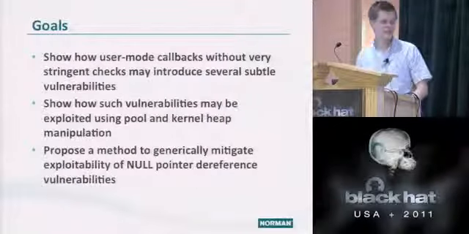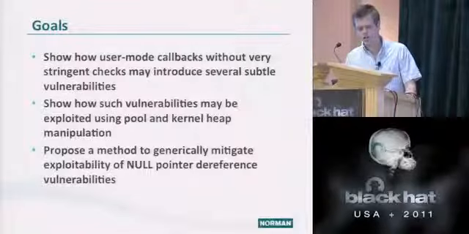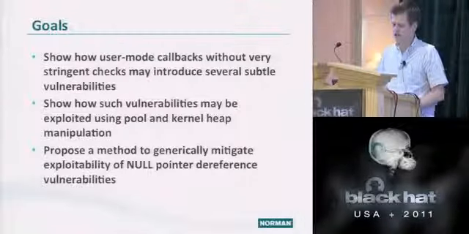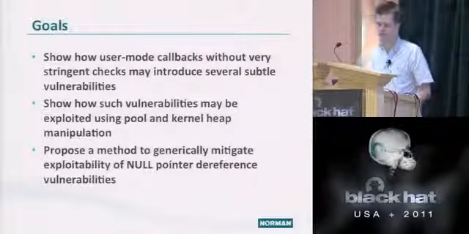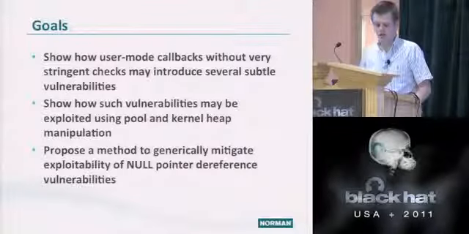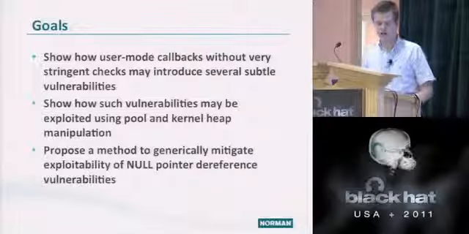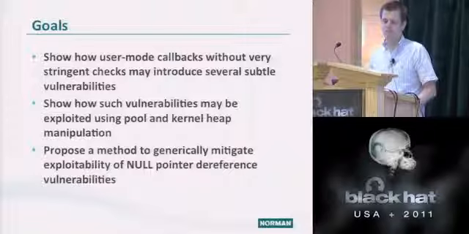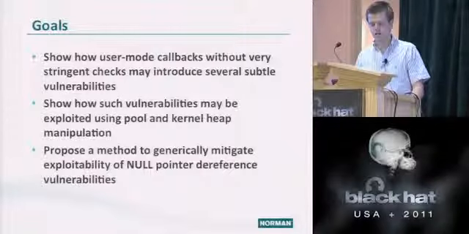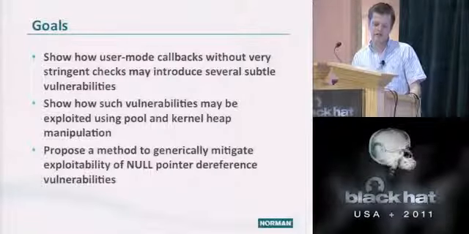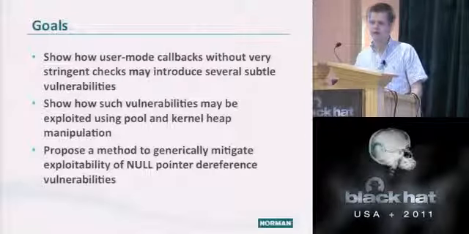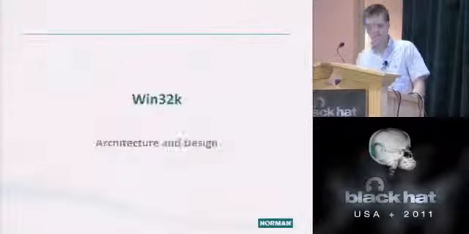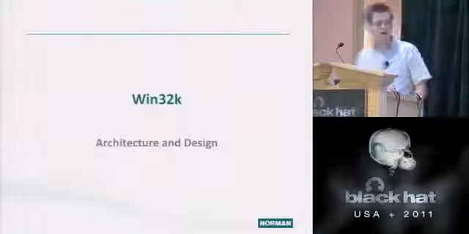So the goals of this talk are to show how user mode callbacks, without very stringent checks, may introduce several subtle vulnerabilities. We'll also try to show how such vulnerabilities can be exploited, for instance, using pool or heap manipulation. And finally, we'll try to propose a method to generically mitigate null pointer dereference vulnerabilities. So that was briefly on the contents.